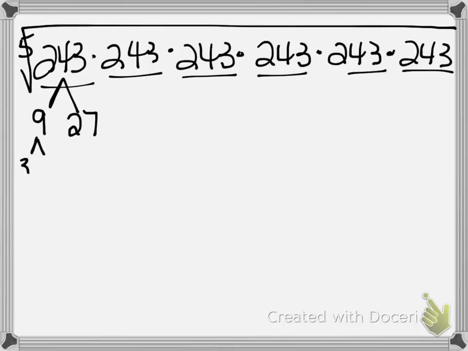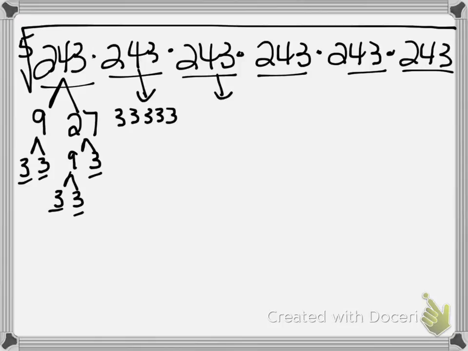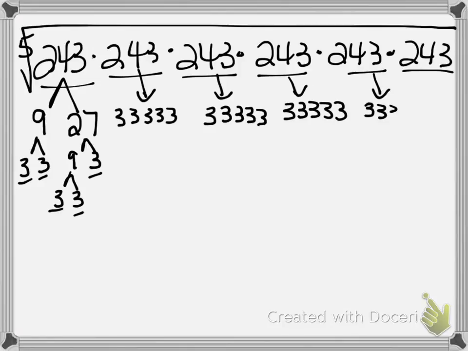The 9 I can break down into 3 and 3. The 27 I can break down into 9 and 3. And then the 9 I can break down into 3 and 3. So what I have here is 1, 2, 3, 4, 5 threes. So this one gets 5 threes, this one gets 5 threes, this one gets 5 threes, this one too, and that one too.